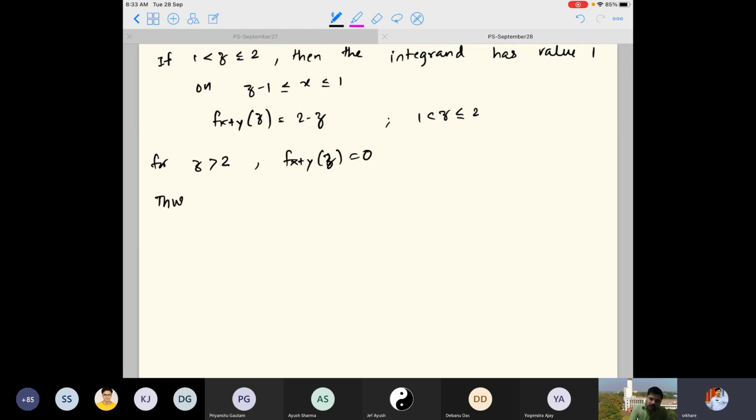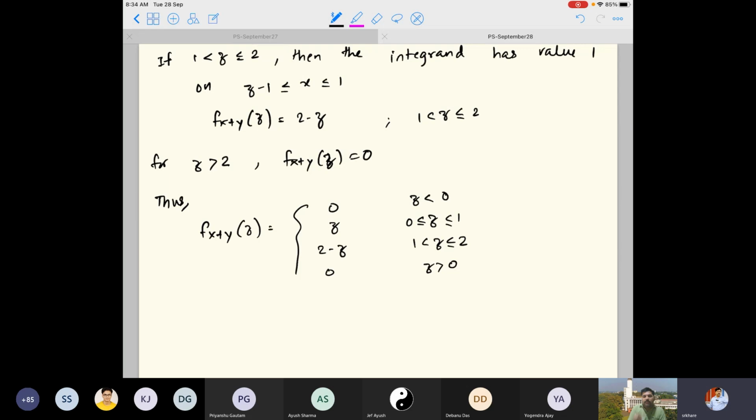So what is the PDF then? The PDF is basically f of x plus y at z is equal to 0 for z less than 0, equal to z for 0 less than or equal to z less than or equal to 1, 2 minus z for 1 less than z less than or equal to 2, and equal to 0 for z greater than or equal to 2. So this is how the PDF looks.